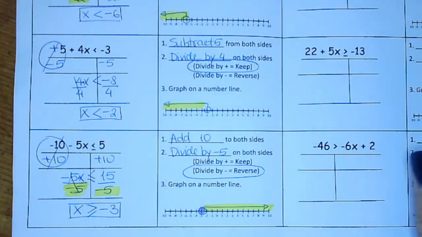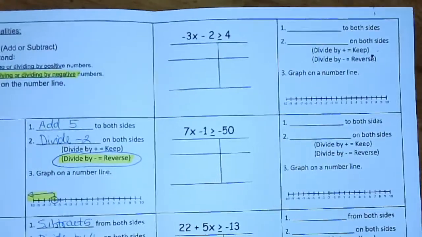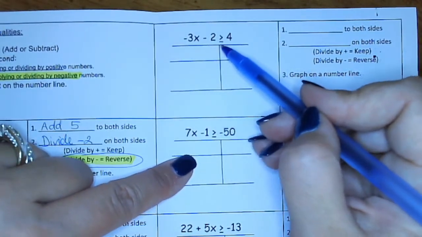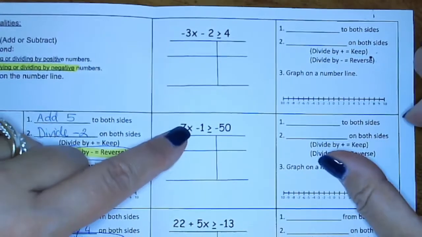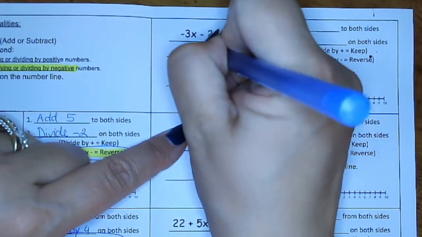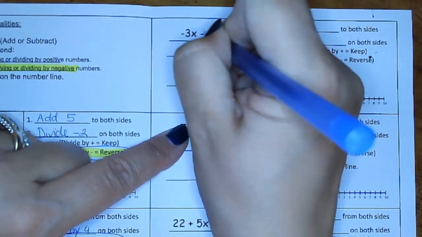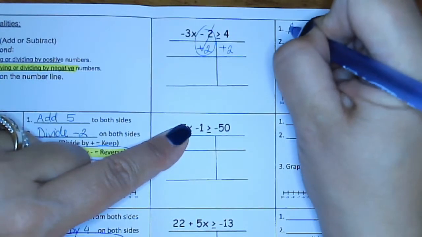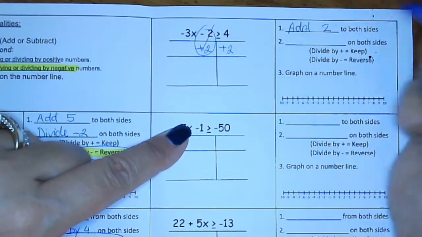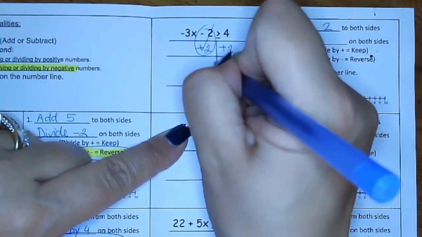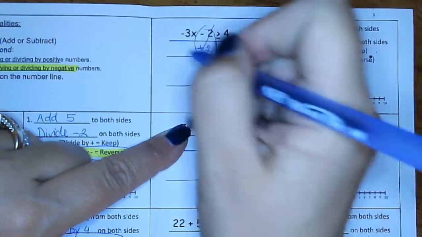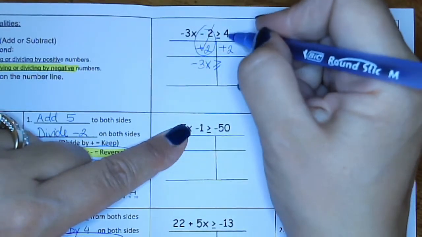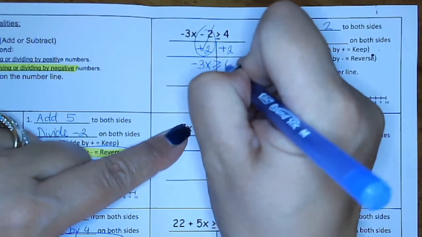Let's see a few more examples here. Negative 3x minus 2, the constant, is greater than or equal to 4. First, we add the 2. Undo that constant. Add 2 to both sides. Adding the 2 keeps the same symbol, and then bring down the left side, negative 3x. Bring down the right side, 4 plus 2 is 6.